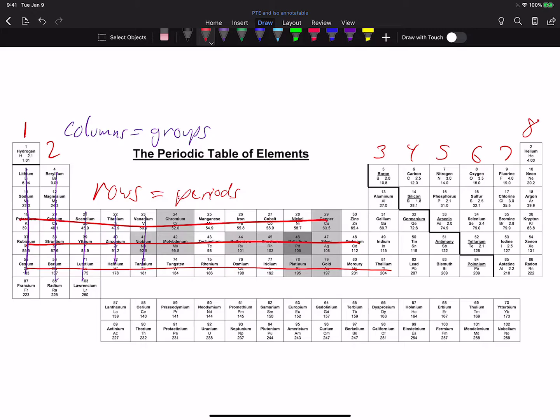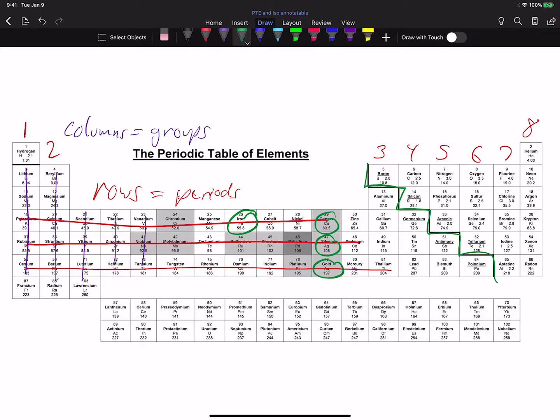You also have the staircase, this here, looks like a set of stairs, that separates the table into two halves, obviously not two equal halves. Metals on one side, non-metals on the other. You are familiar with enough elements to figure out which side is which. For example, iron, copper, silver, gold. All right, these are all well-known metals.